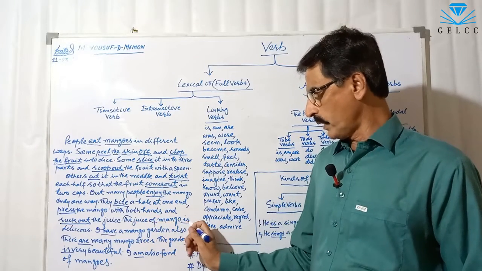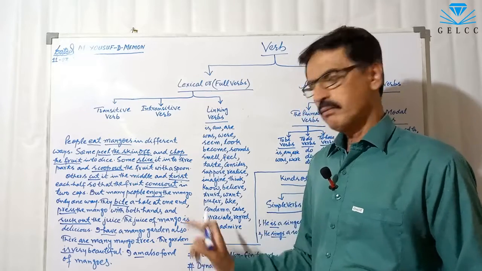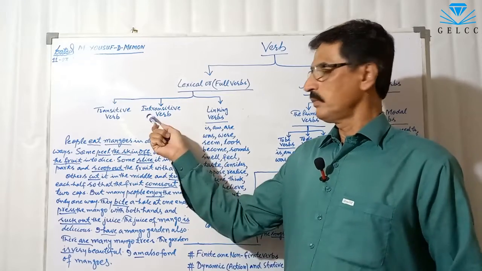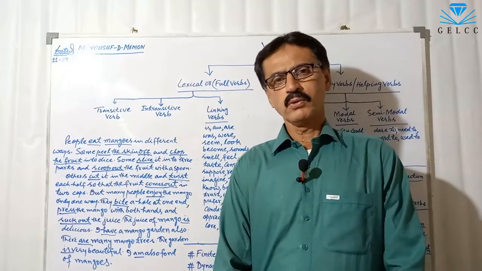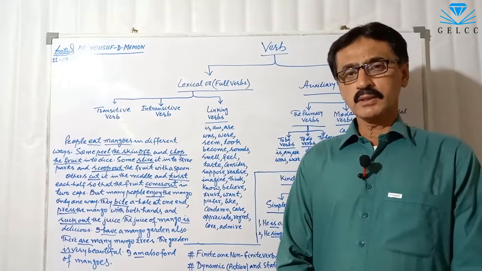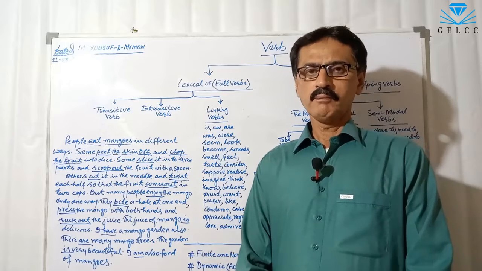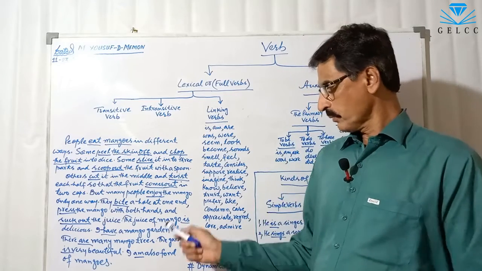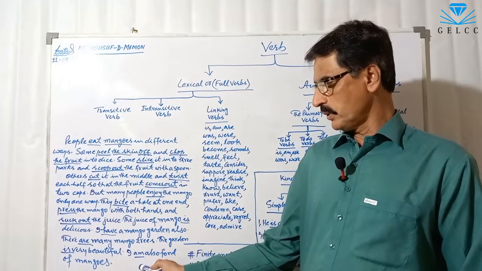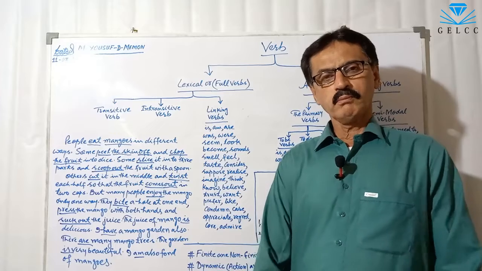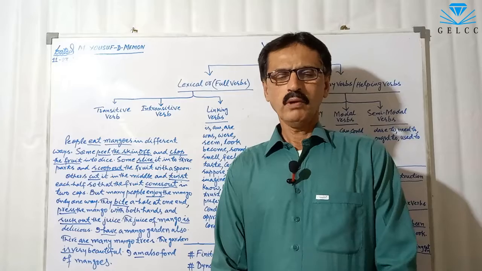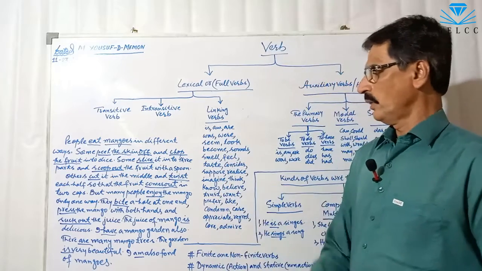The juice of mango is delicious. Here is has no object. Means an intransitive verb is that verb which has no object. It does not need an object, but it needs a complement to complete the sentence. Is is an intransitive verb. Means intransitive verbs are those which have no object.